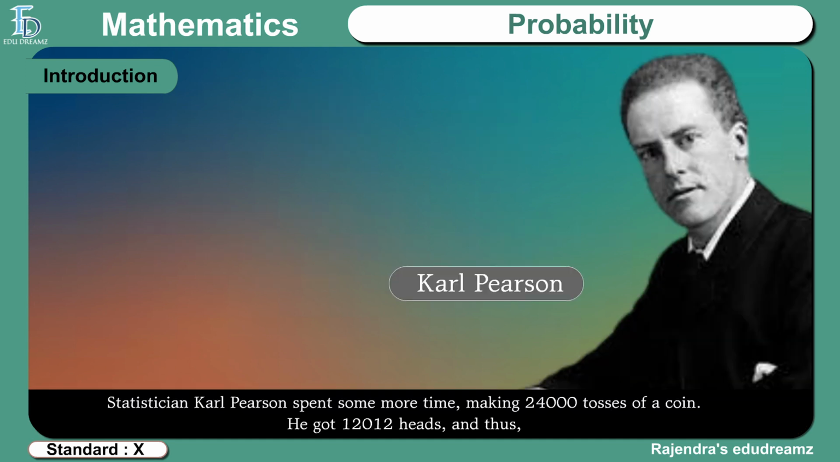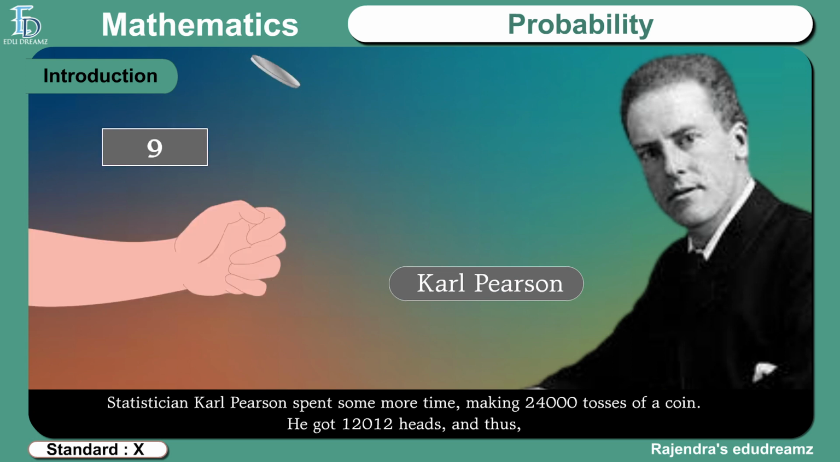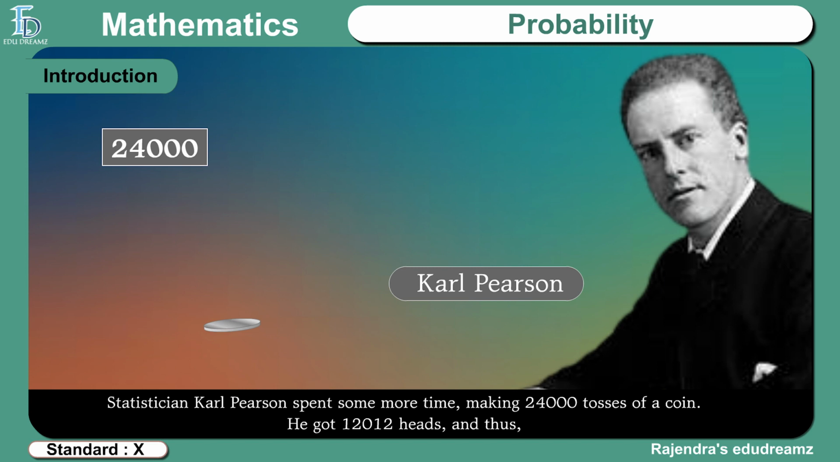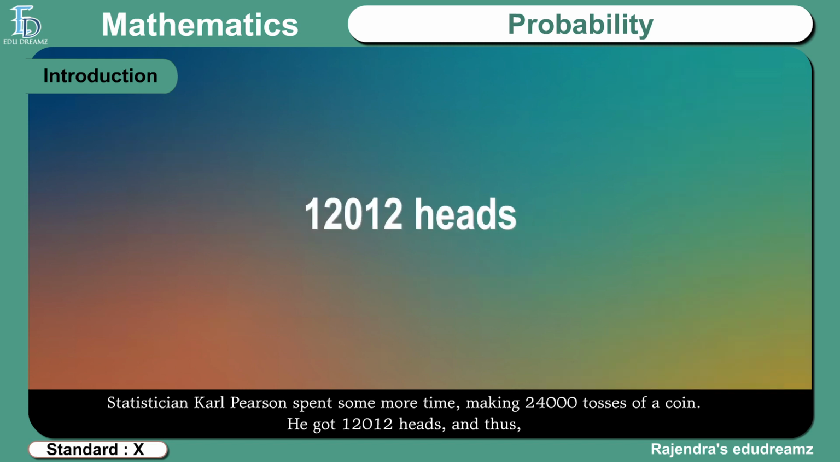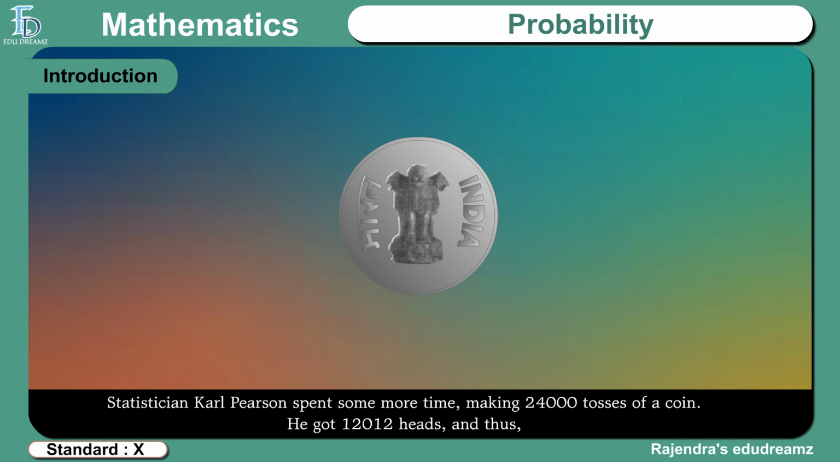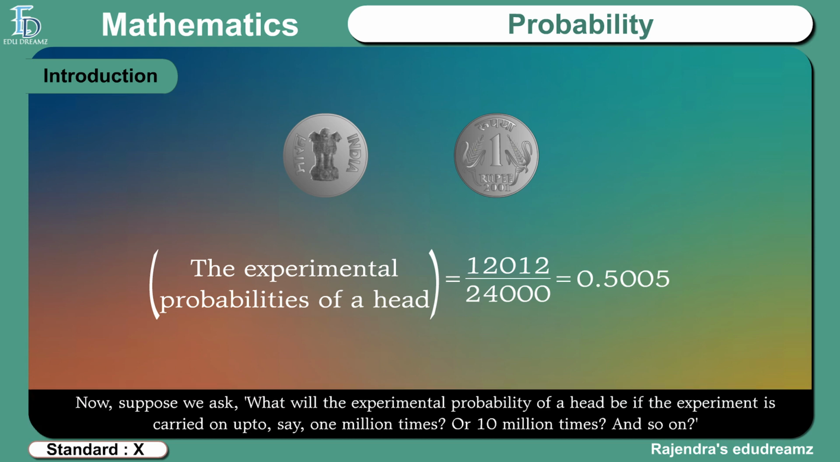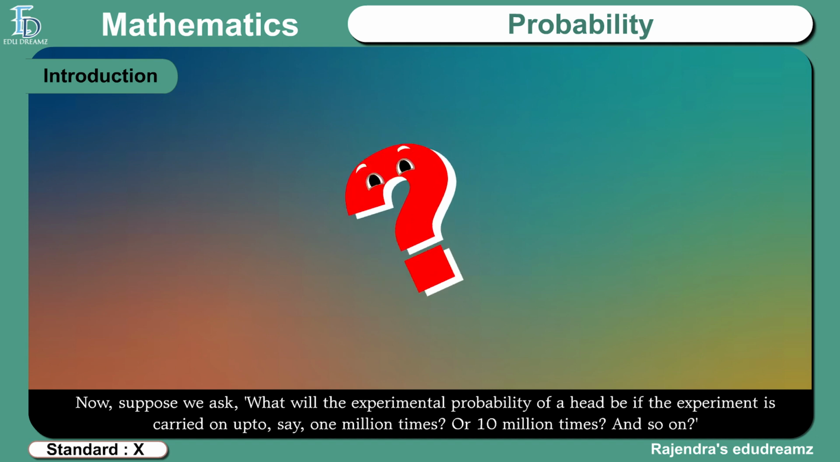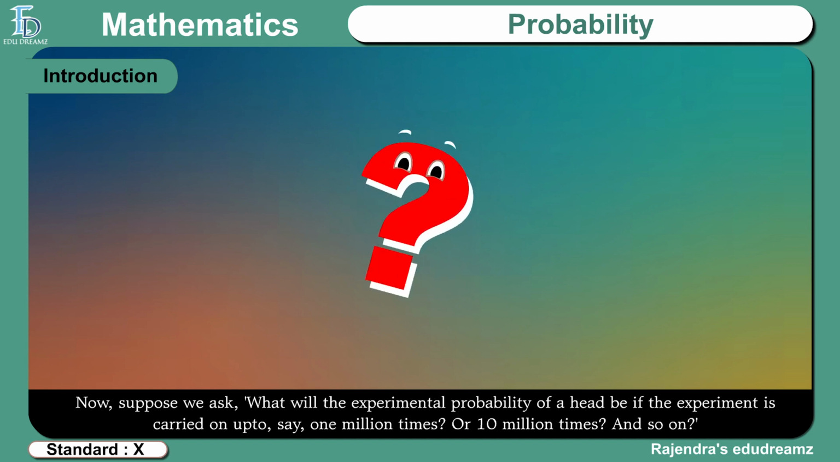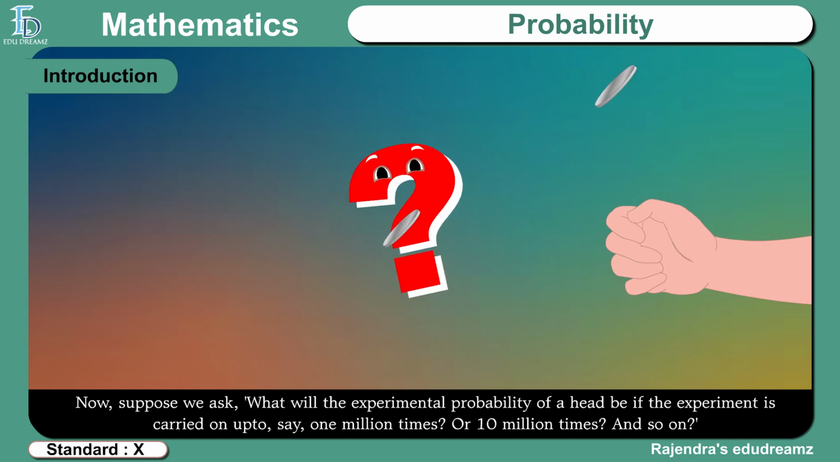J. E. Kerrich from Britain recorded 5067 heads in 10,000 tosses of a coin. The experimental probability of getting a head in this case was 5067 upon 10,000, which is equal to 0.5067. Statistician Karl Pearson spent some more time making 24,000 tosses of a coin. He got 12,012 heads, and thus the experimental probability of a head obtained by him was 12,012 upon 24,000, which is equal to 0.5005.